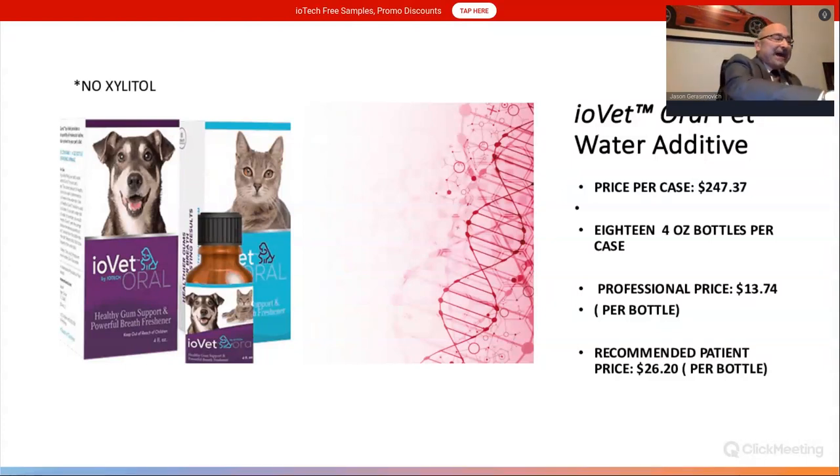ioVet Oral is our pet water additive. It is a wonderful pet water additive, because dogs and cats cannot clean their teeth, and they won't. And people don't even clean their own teeth, so what makes you think that dogs and cats are going to get any better treatment? But when you add a little bit of our molecular iodine to the pet's drinking water daily, it has been shown by a veterinarian himself to be more effective than brushing. So daily brushing is actually weaker than using molecular iodine.